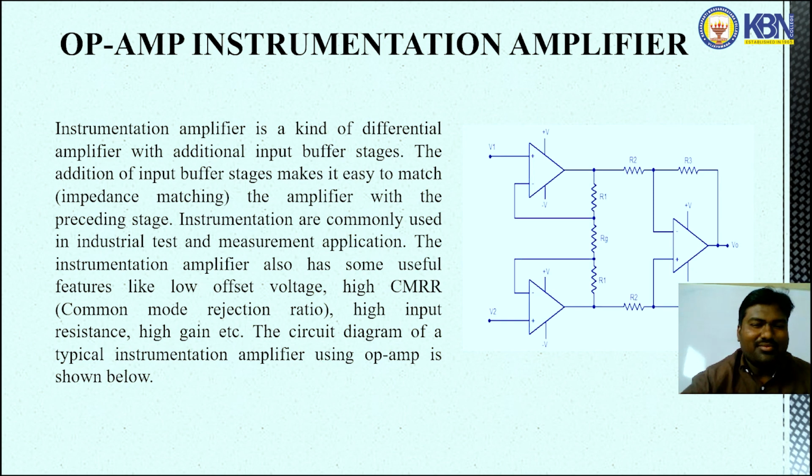The instrumentation amplifier also has useful features like low offset voltage, high CMRR, that means common mode rejection ratio, high input resistance and high gain. The circuit diagram of a typical instrumentation amplifier is shown in the figure. Here R1, RG, R1 form the first stage of the instrumentation amplifier. The gain is added to the third operational amplifier, which gives the output gain of the instrumentation amplifier.